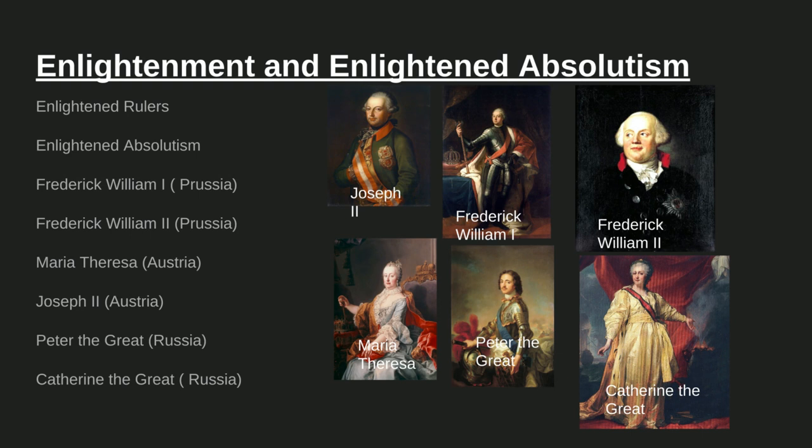Many historians assume that a new type of monarchy emerged in the 18th century, which they called enlightened absolutism. And what enlightened absolutism is, it's a system where the rulers tried to govern by using Enlightenment principles while maintaining their royal powers. So we've talked about enlightened rulers, we've talked about enlightened absolutism, which you see over here on the left.